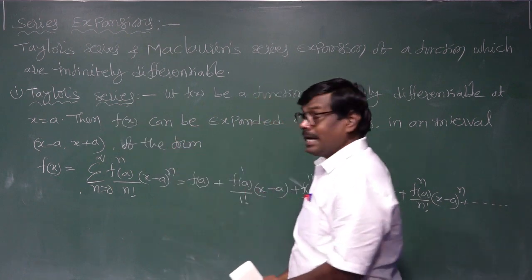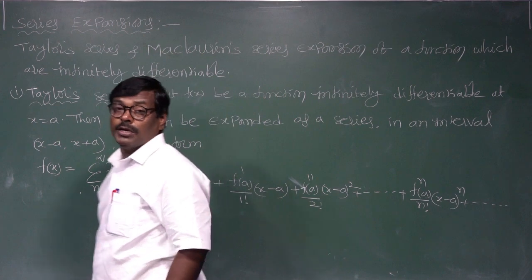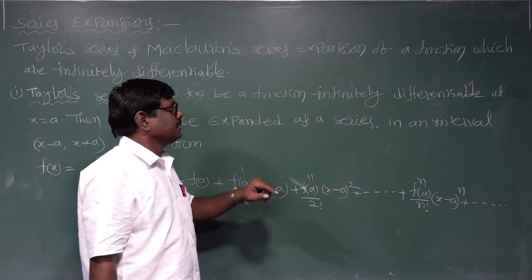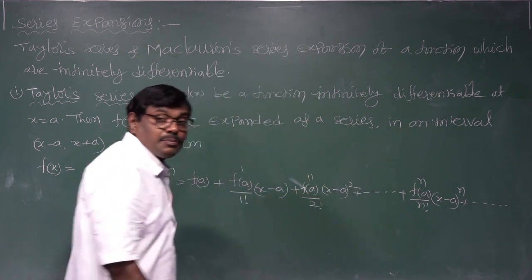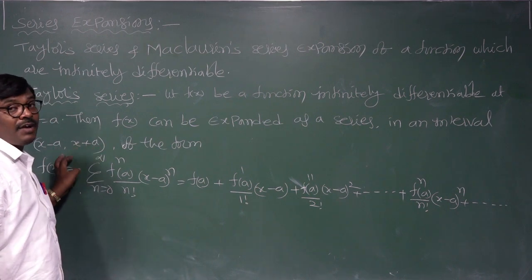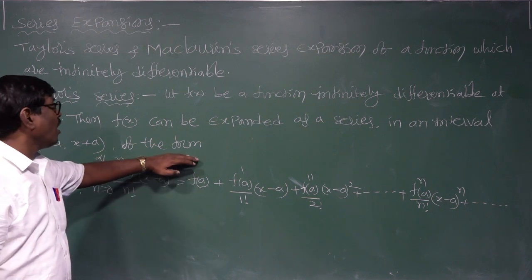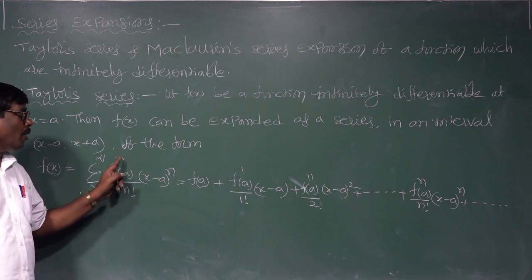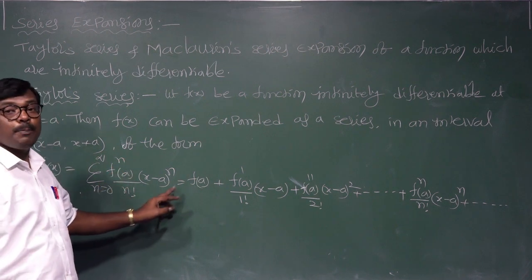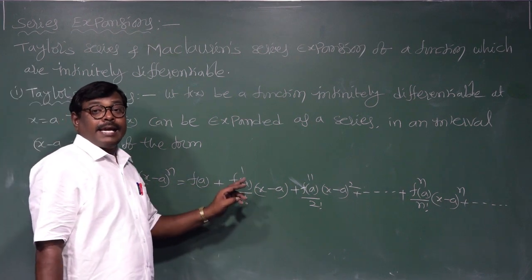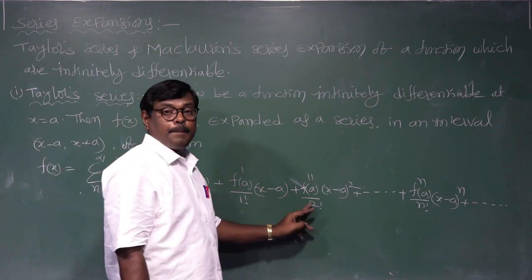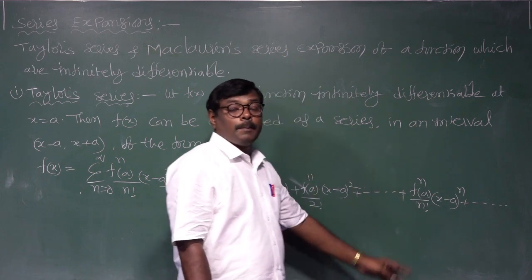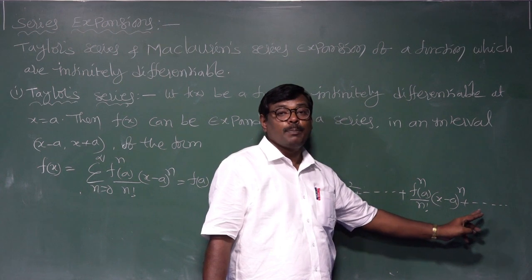First, the Taylor series. Let f of x be a function infinitely differentiable at x equal to a. Then f of x can be expanded as a series in the open interval (x minus a, x plus a) of the form f of x equal to the summation of n equal to 0 to infinity of f to the power n of a by n factorial, times (x minus a) to the power n, equal to f of a plus f dash of a by 1 factorial into (x minus a), plus f double dash of a by 2 factorial into (x minus a) whole square, plus so on, plus f to the power n of a by n factorial into (x minus a) to the power n, plus so on.